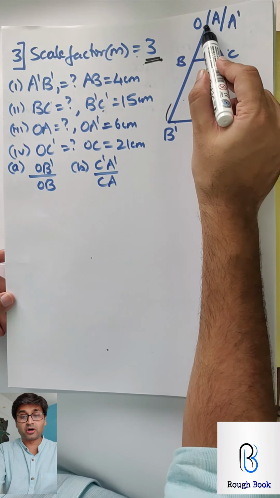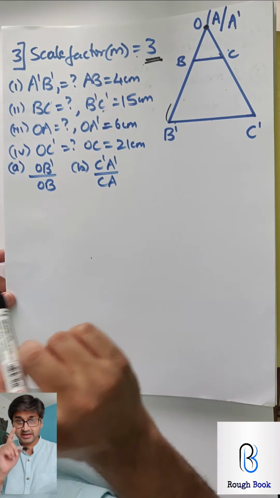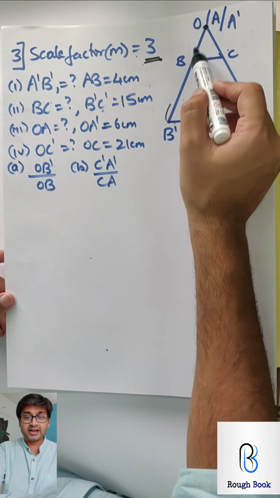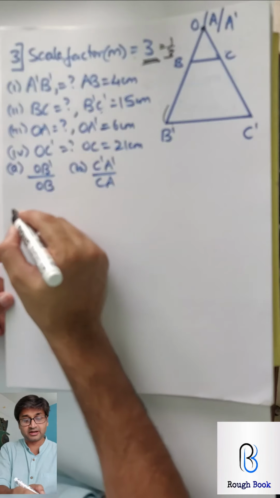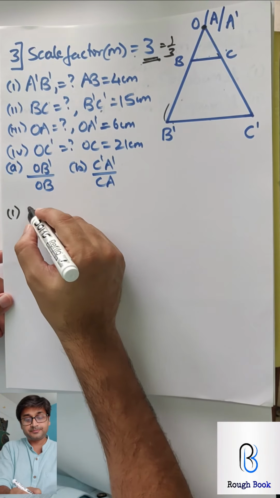Alright. Now 3 is what? AB or A dash, B dash? A dash, B dash, because that is bigger and AB is smaller. So you will write this as 1 by 3, the scale factor. Don't forget that. Okay. So let's hit the first part.